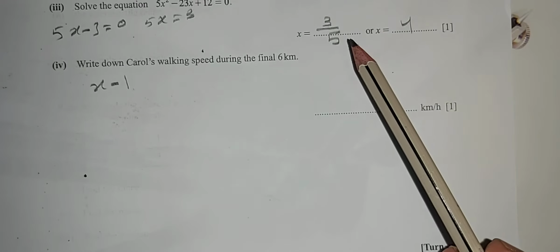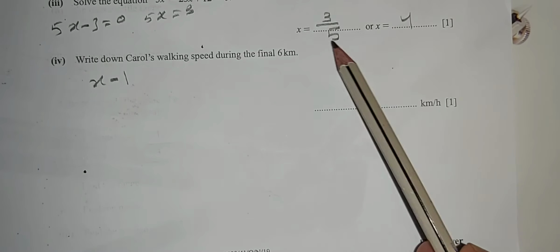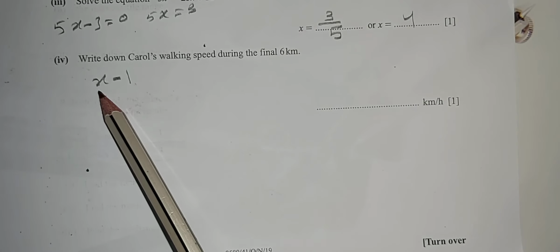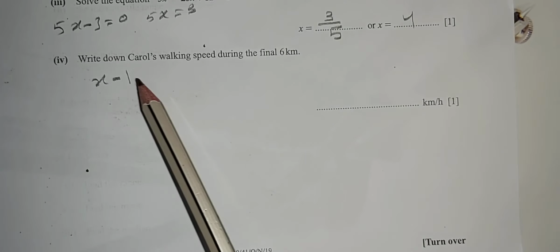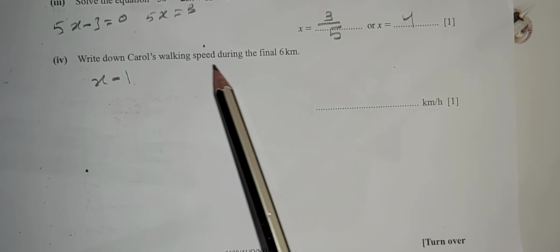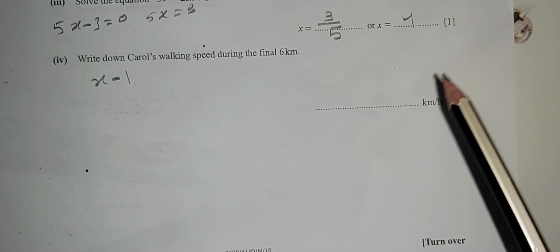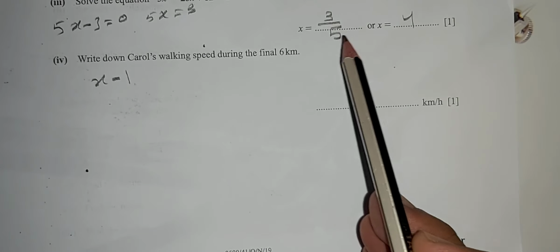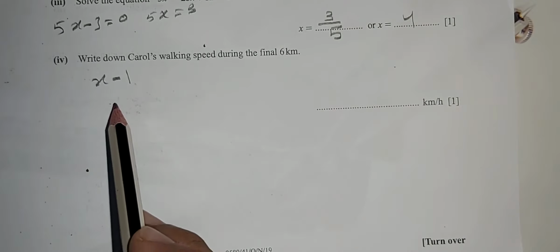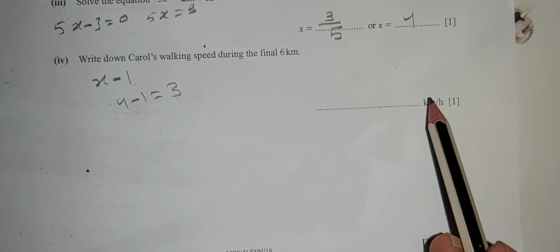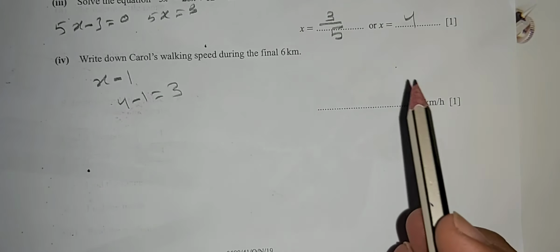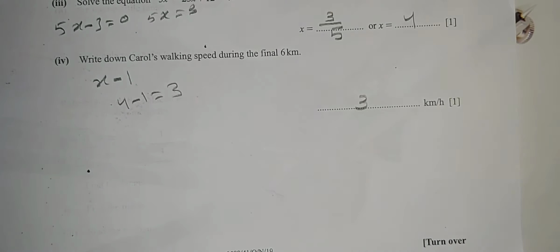We have already two values of x here. If we take this value 3 over 5 and substitute it for x, 3 over 5 minus 1, we get minus 2 over 5, a negative value, and we can't have a speed with a negative value, so we will exclude this value and take the other value of x, 4. 4 minus 1 equals 3. So the speed of Carol's walking in the final 6 kilometers was 3 kilometers per hour.